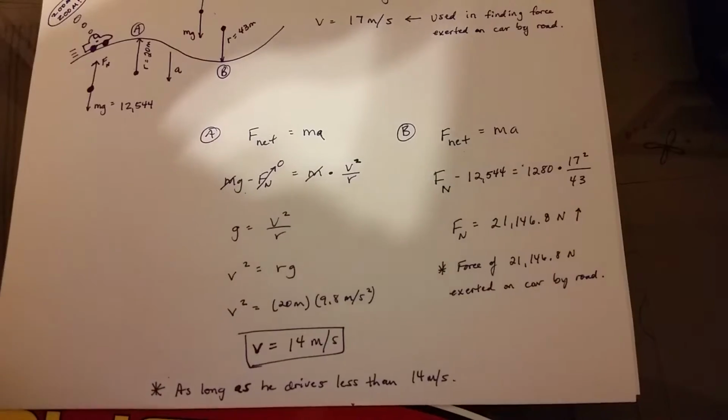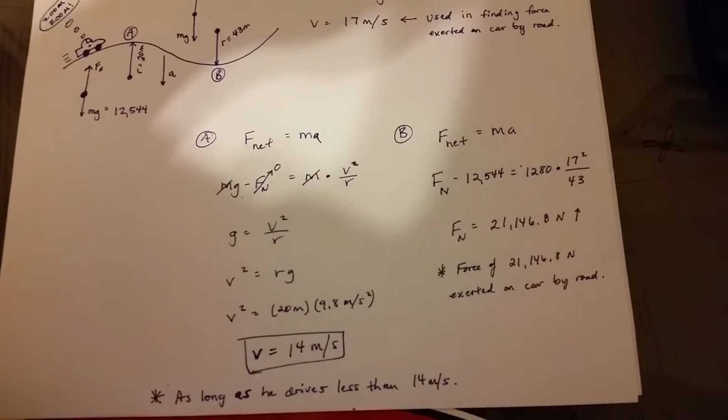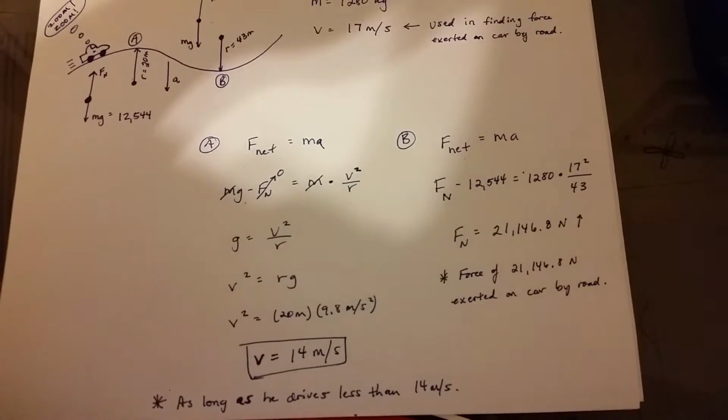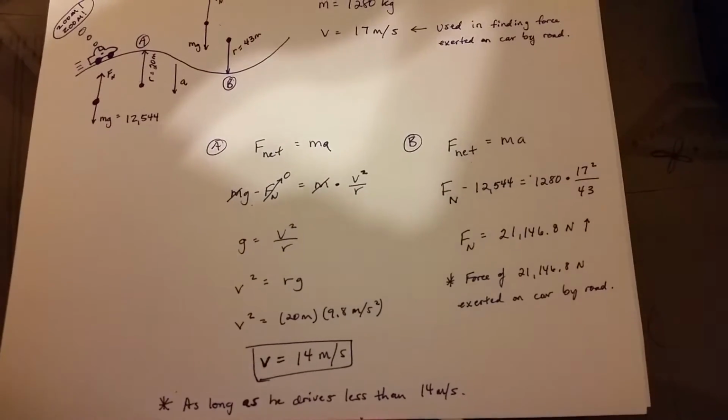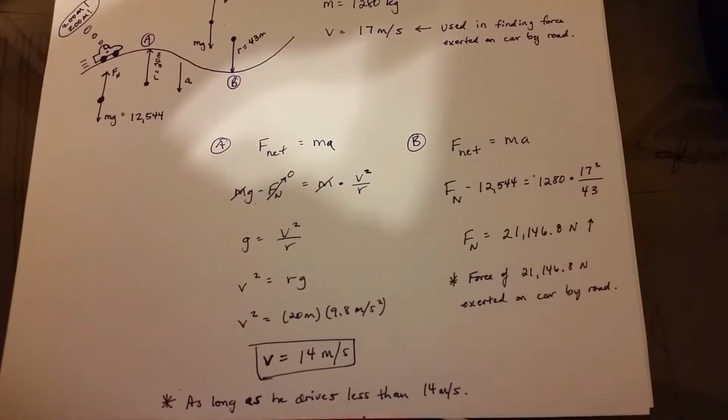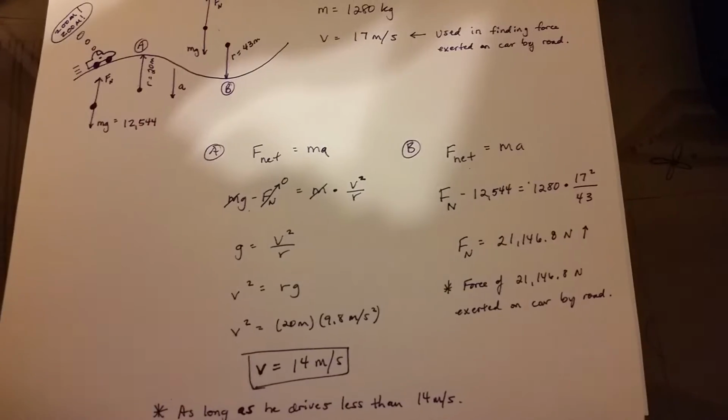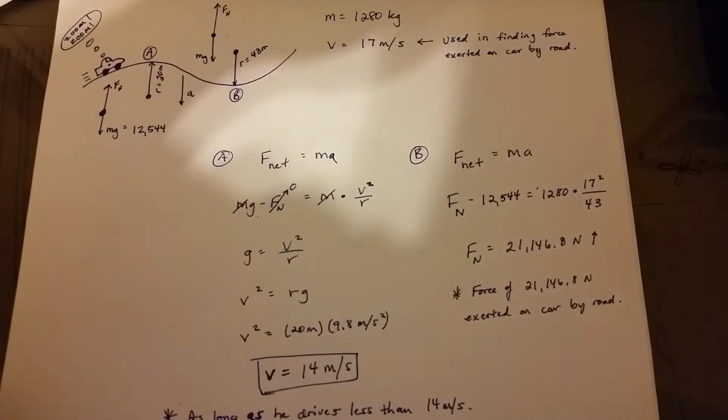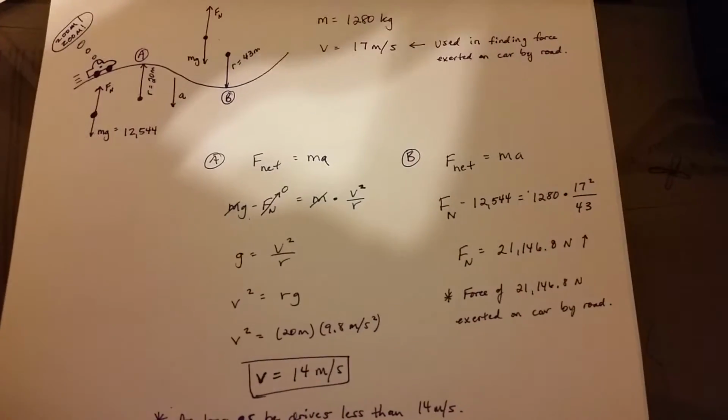So we're going to get an upward force from the road on the car of 21,146.8 newtons. That's the force from the road on the car when he goes into point B, or hill B, which is basically like a bottom.